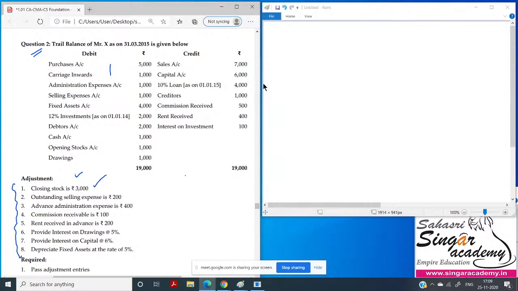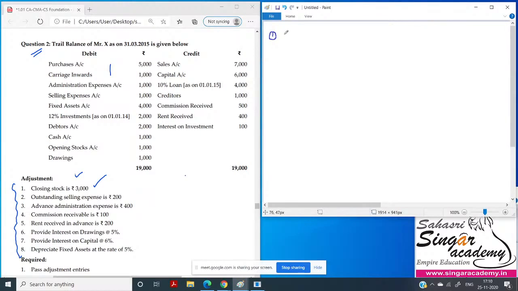Now, closing stock. There are two methods of passing the journal entry for the closing stock. The usual way is that the opening stock is transferred to the debit side of the trading account and the closing stock is transferred to the credit side of the trading account. That's one usual way, and I'm going to do the usual one. The other way I will discuss later in detail, not now. Is it okay? With this small briefing, I'm going to proceed with this illustration.